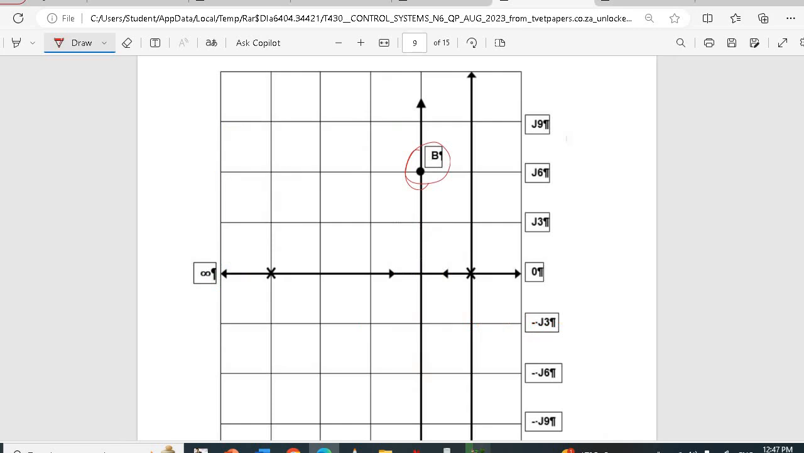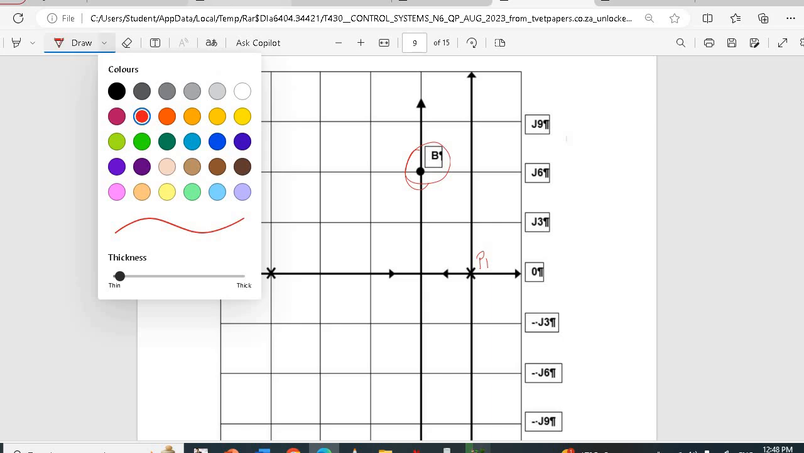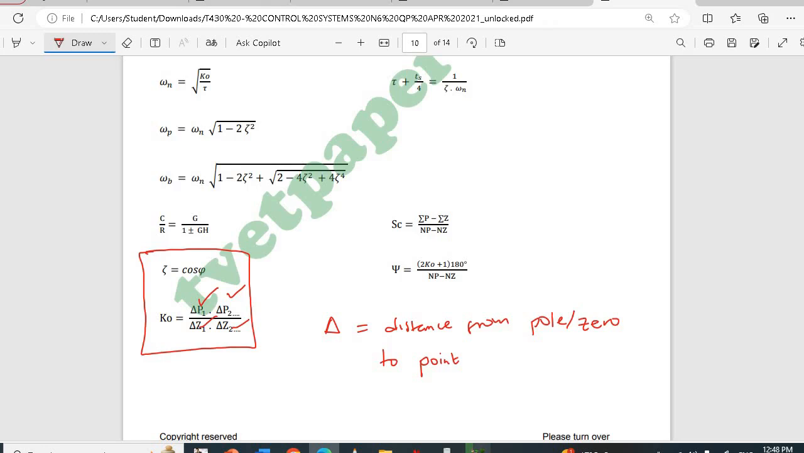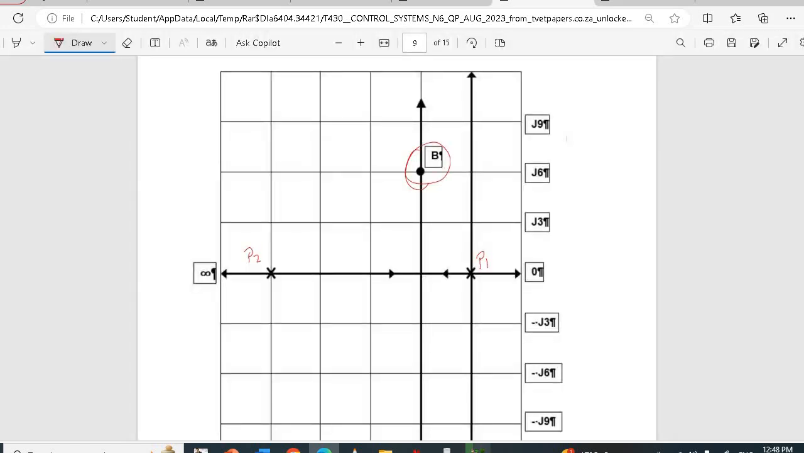So for example, on this question, you can see I have pole 1 here, I have pole 2 here. Remember the formula is divided by delta Z. So if I don't have any zero, you are going to take this as 1, not as 0, because when we divide by 0 we get undefined. You take it as 1 as per the textbook, because there are a lot of questions where you don't have a zero, but you always have poles. So in this instance where I don't have a zero, I'll take it as 1.